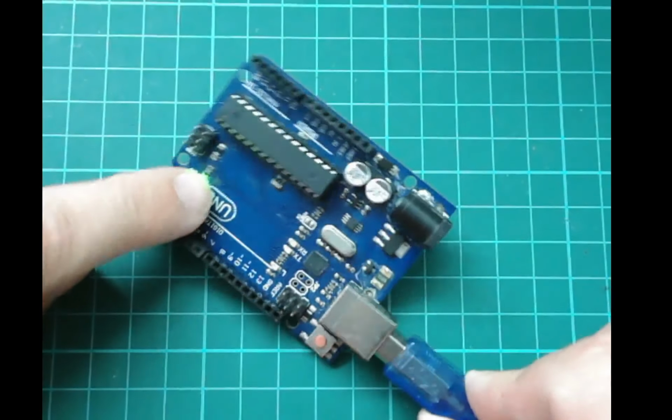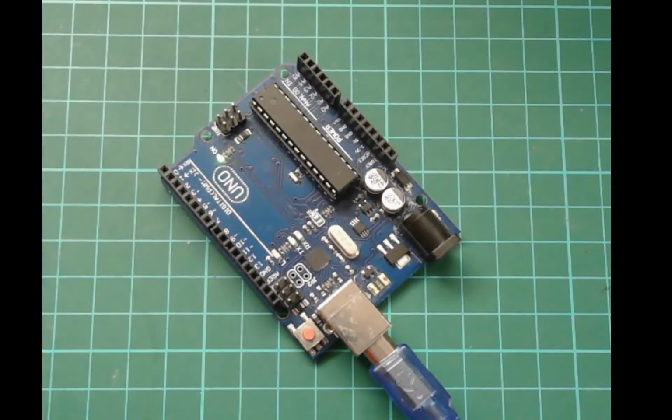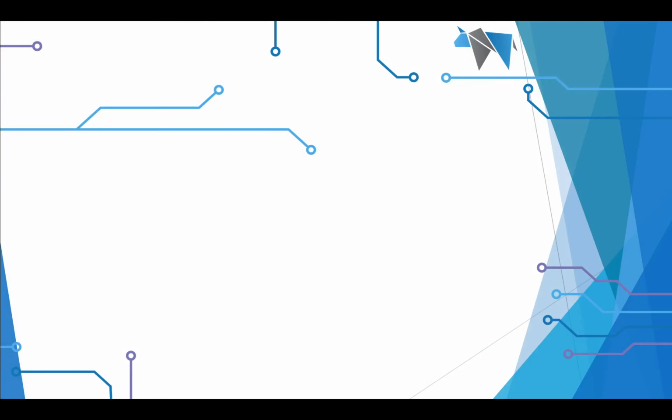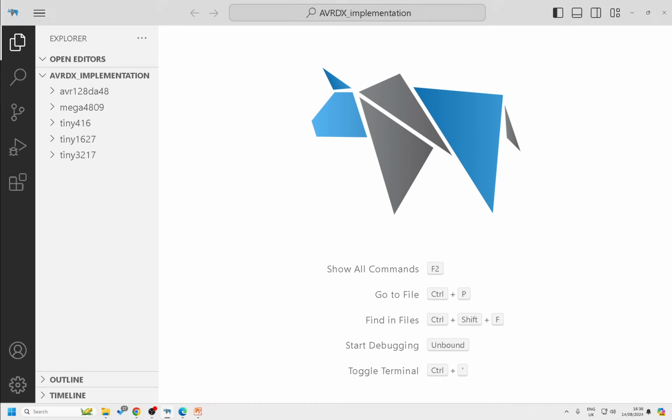So what I've got is no LED flashing, and I'm going to go out to GC Studio, if it's not already running, and then we'll see what happens. We're going to make that flash. This is my screen, and here's my editor. I've given you a lot of demos: 128 mega 4809, tiny 4 and 6, tiny 1637, and a tiny 3217. All there, you can just use them.